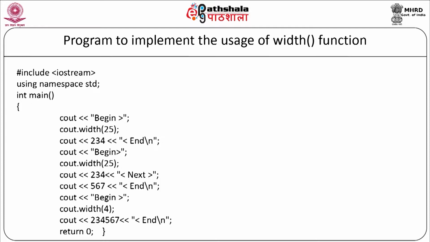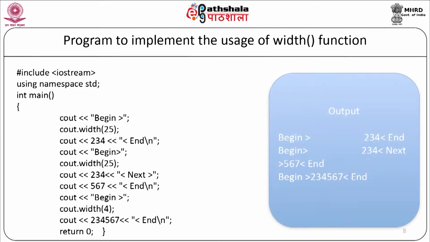Now when the above program is compiled and executed, it will produce the result as follows. First it will display begin greater than sign, then blank spaces, and then 234 and end. Next line: begin greater than sign, again some blank spaces, 234, next 567 where the width is not applied, and then end. The next line: begin 234567 and end.